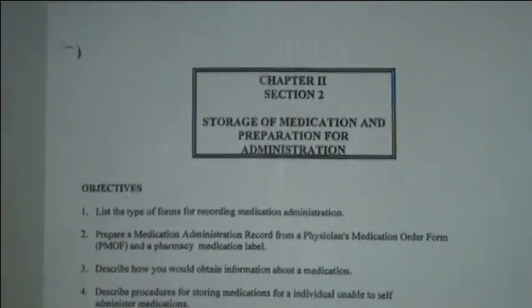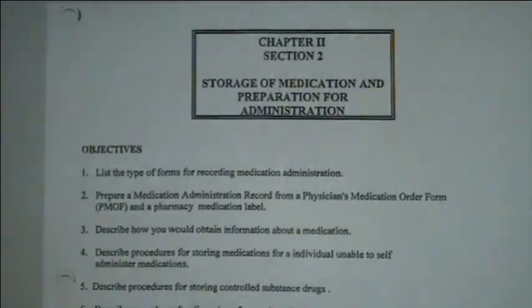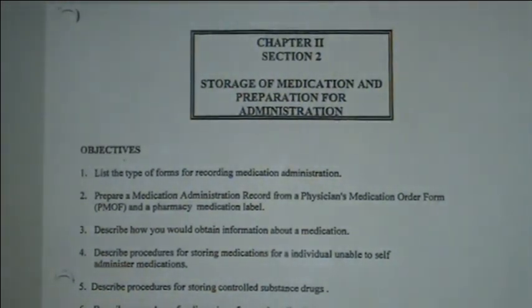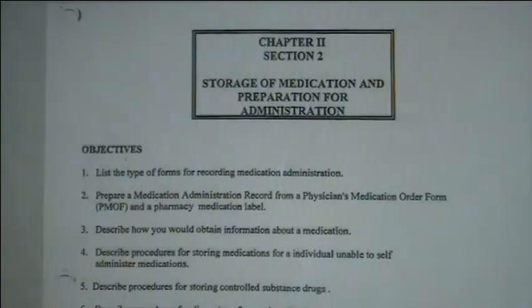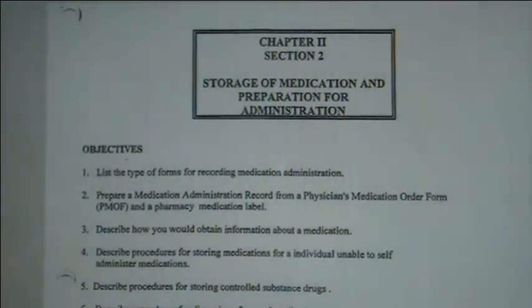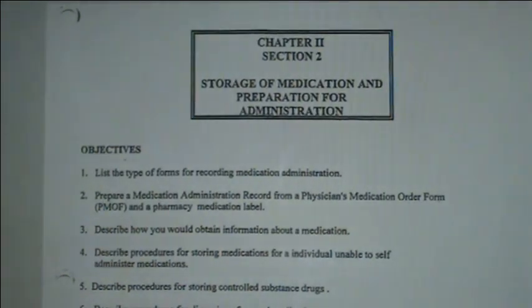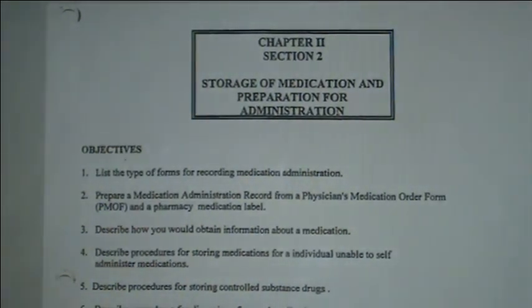Okay. So let's go to section 2. In this section, we're going to talk about storage of medication and preparation for administration. So we talked earlier about storage and said that you should always follow the instruction on the bottle. The pharmacy will tell you whether the medication should be in the refrigerator, if it should be at room temperature, or so.